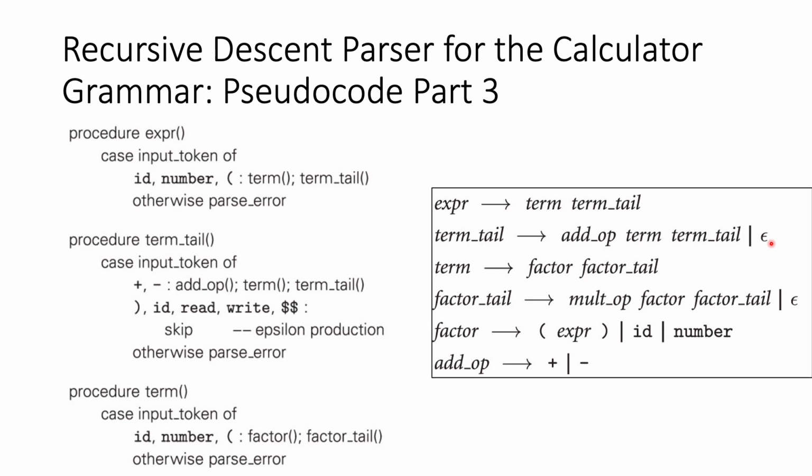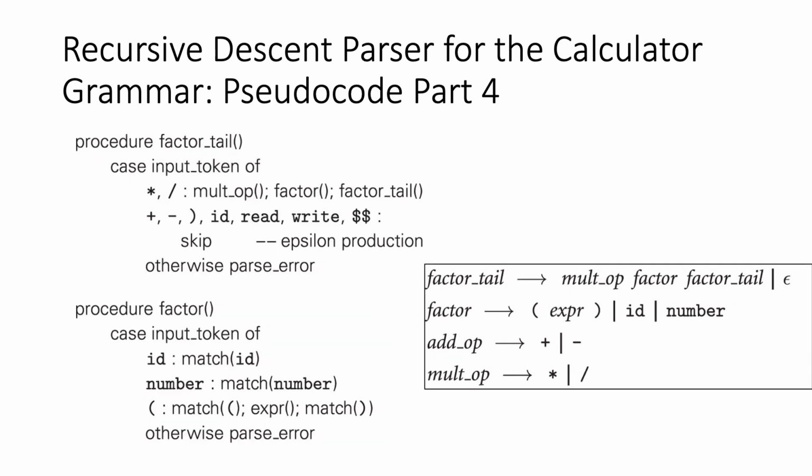The second production for term tail is the epsilon production. So we only predict it if the current token is one that can come after term tail when we expand the start symbol, which is program. And it can be shown that those tokens are one of these tokens. So the open parenthesis or ID or read or write or the end marker.